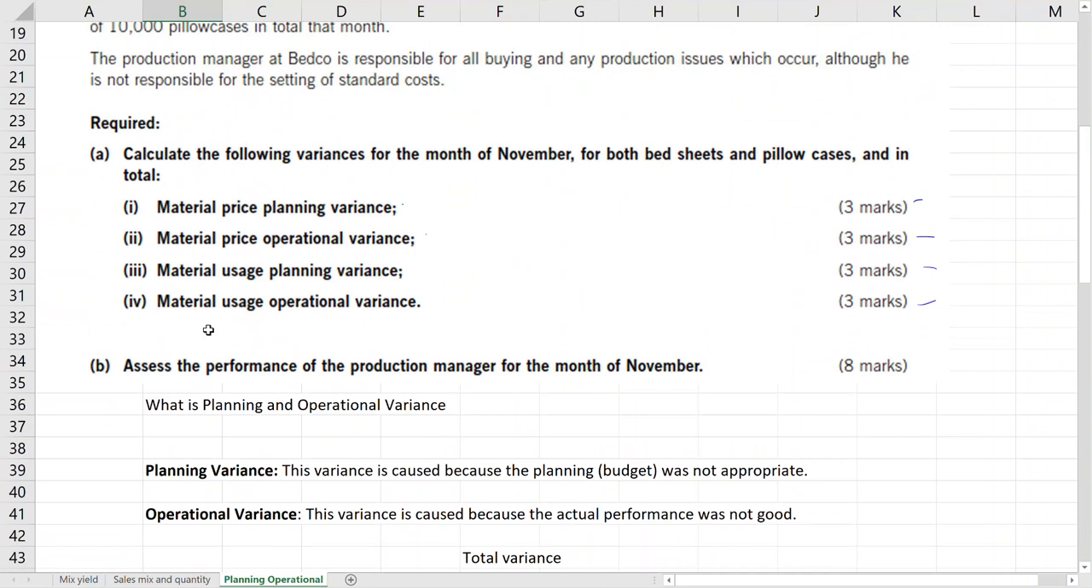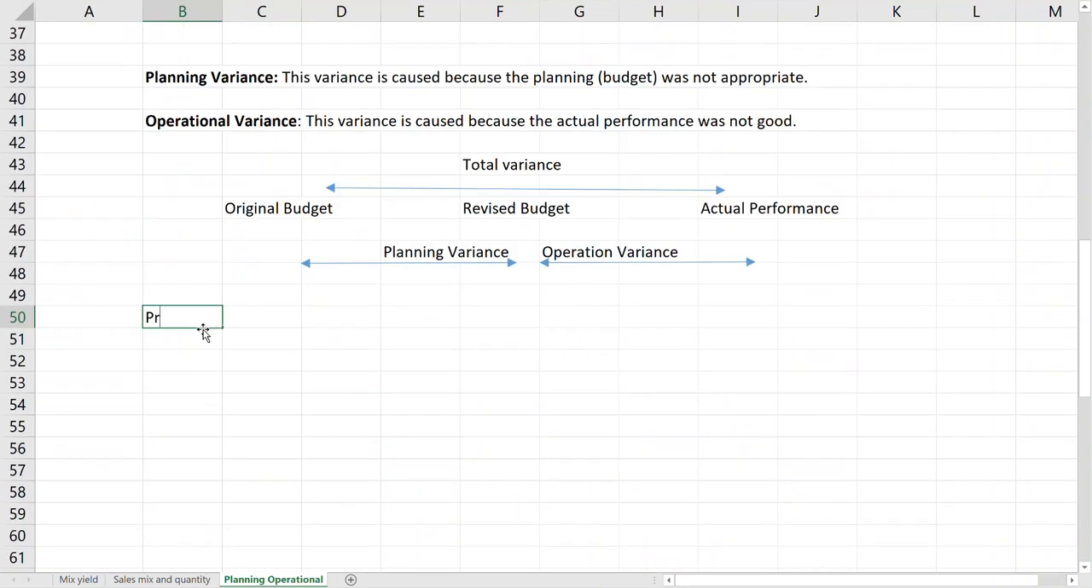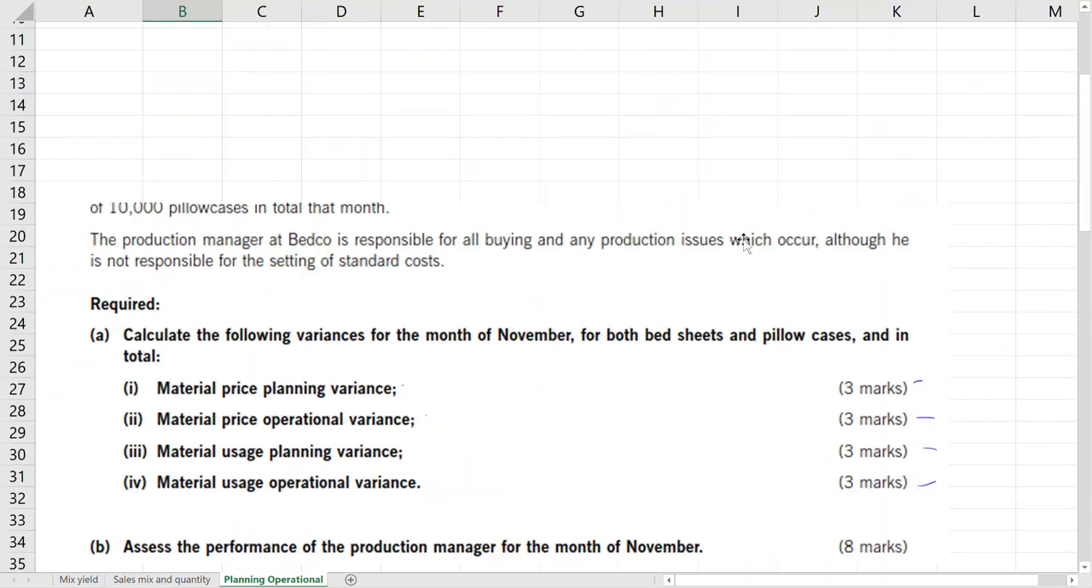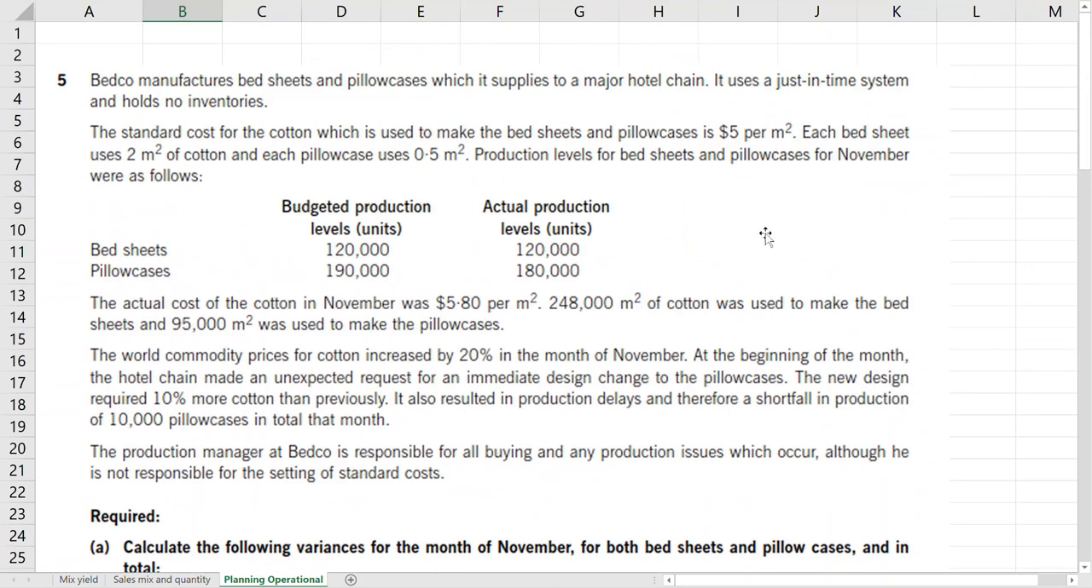First, let's look at price. If we find price and then divide it in two parts, it would be planning and operational. That will be 6 easy marks. So let's look at the original price. Originally, we have, let's look at the question again.